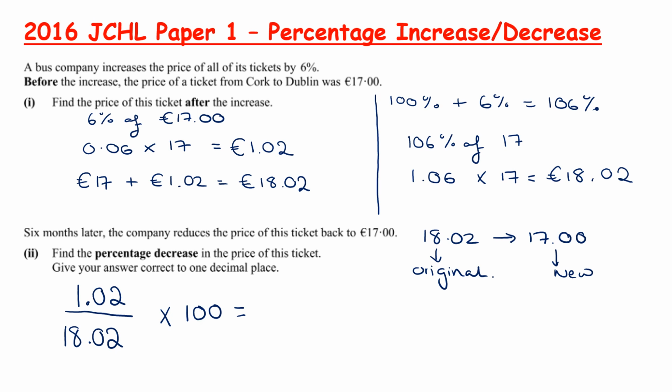We then multiply that by 100, which will give us our percentage. So we get 1.02 divided by 18.02. And remember, we want this correct to one decimal place. So when we do that, we get 5.660377. We want one decimal place. The next number is a 6, so it's going to round up. We get 5.7%. So just be very aware of making your fraction, multiplying by 100, but in the case of increase or decrease, what's going on the bottom line of that fraction.